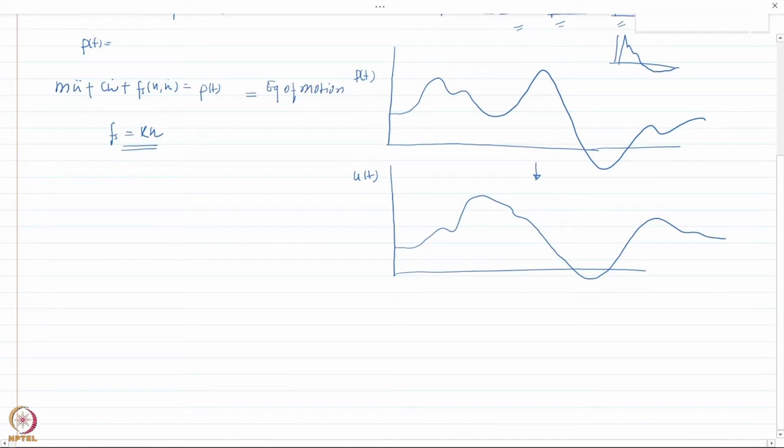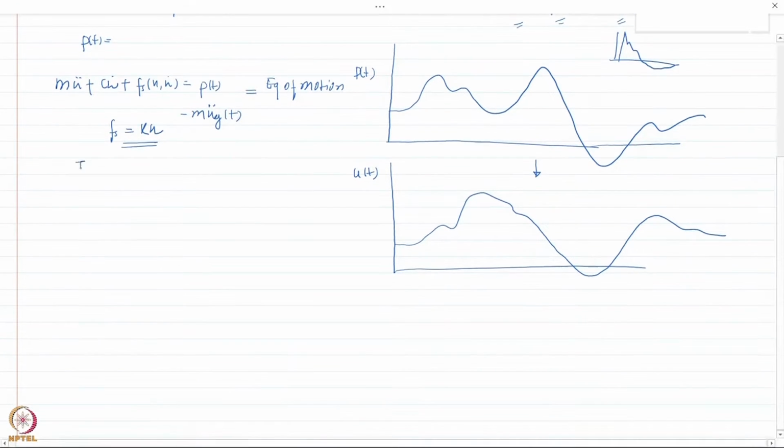So p(t) could be either an external force or it could also be ground excitation or support excitation, in which case it can be written as mass times the acceleration of the ground or the support. And these initial conditions are given, basically u equal to u0 and u dot equal to u dot of 0. So this is our problem statement.